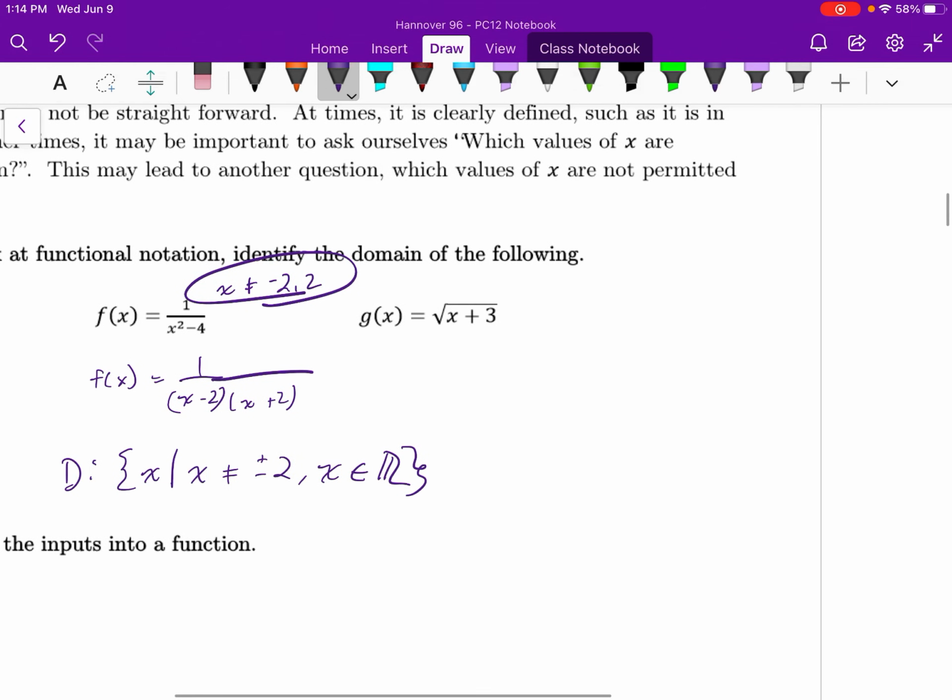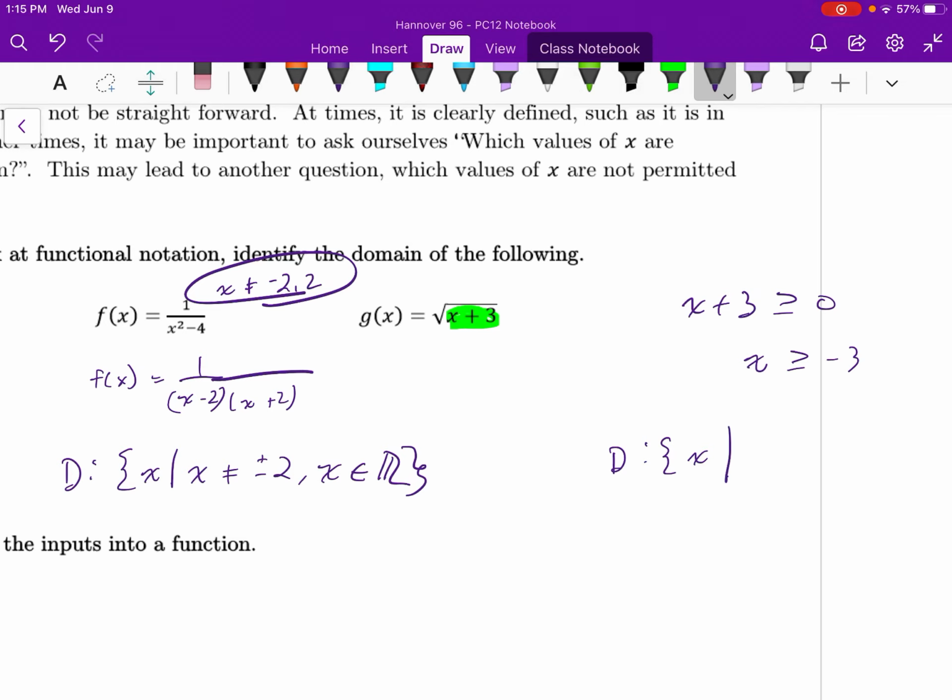Now, if we take a look at g, what is the domain for g? Well, the thought for the domain for g is that my radicand has to be non-negative. That is, x plus 3 has to be greater than or equal to 0. And solving this very simple inequality, you get x is greater than or equal to -3. So my domain is x exists such that x is greater than or equal to -3, and x is an element of the reals.